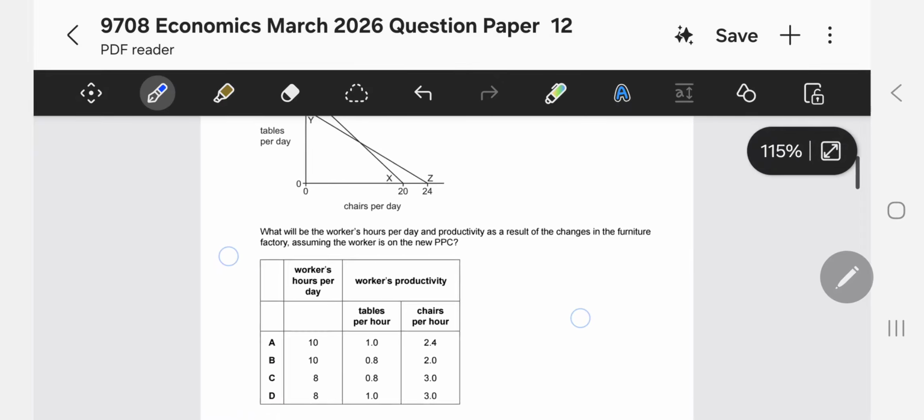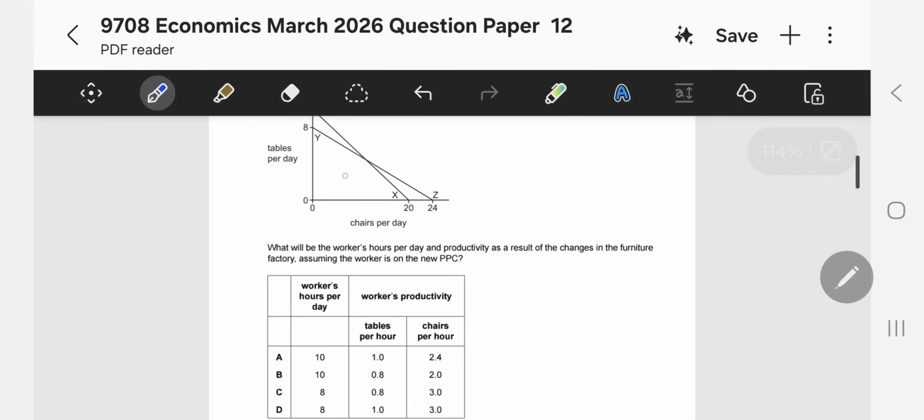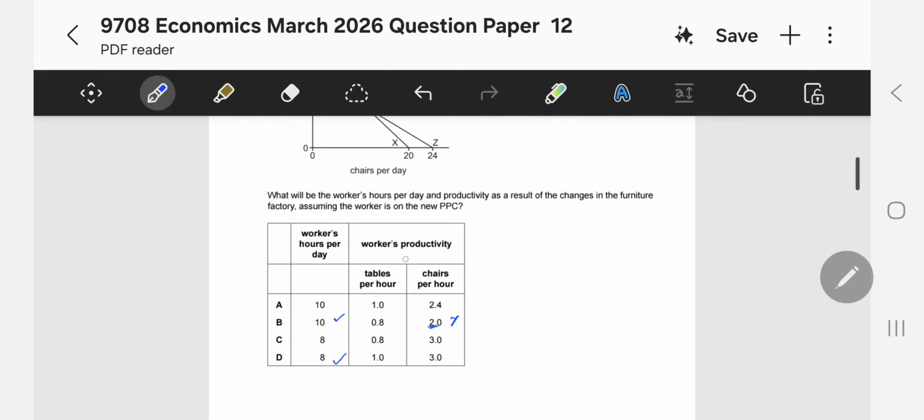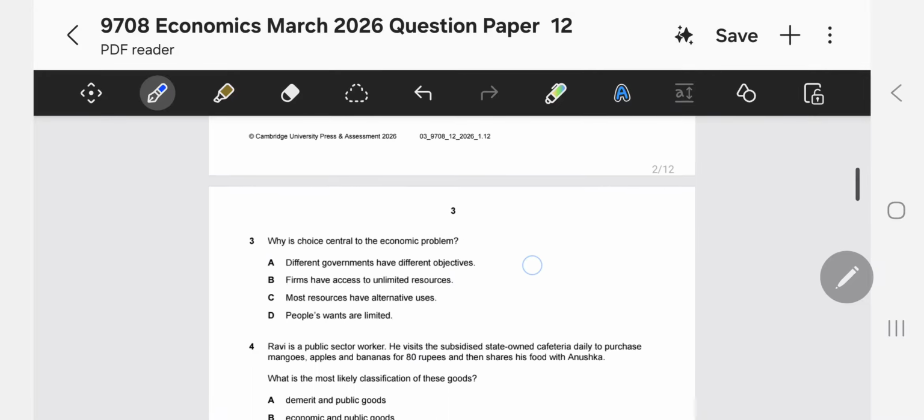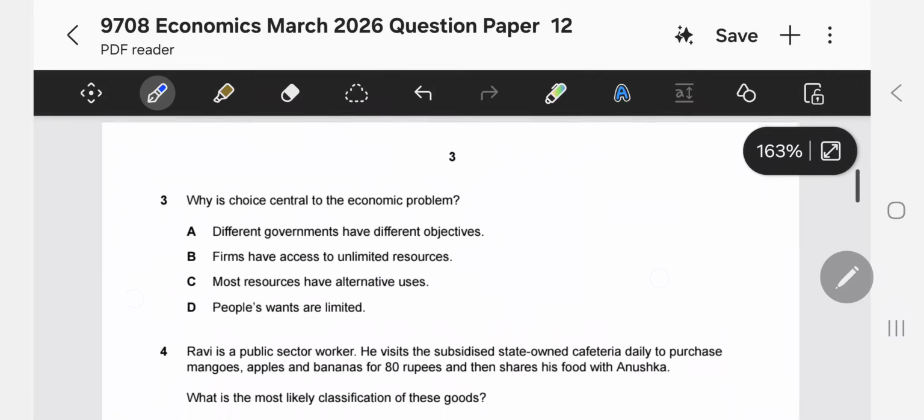So this one is quite easy. As you can see, the worker is supposed to produce 8 tables per day. This can be 8 tables, because 0.8 times 10 is 8, and 8 times 1 is 8. So the answer can be these 2. Now let's see which one produces 24 chairs per day. If they produce 2 chairs per hour and work 10 hours, it's going to be 20. So this one, no. If they produce 3 chairs per hour and work 8 hours, they produce 24. So that is the correct answer there. All right, I'm going to make it big again.